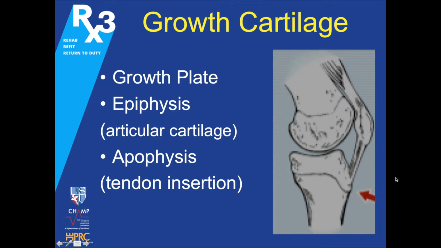What are some of the unique anatomy of the growth cartilage? Our growth plate is located here, and below that is the epiphysis of the articular cartilage. Secondary ossification centers where tendons insert are called apophysis.